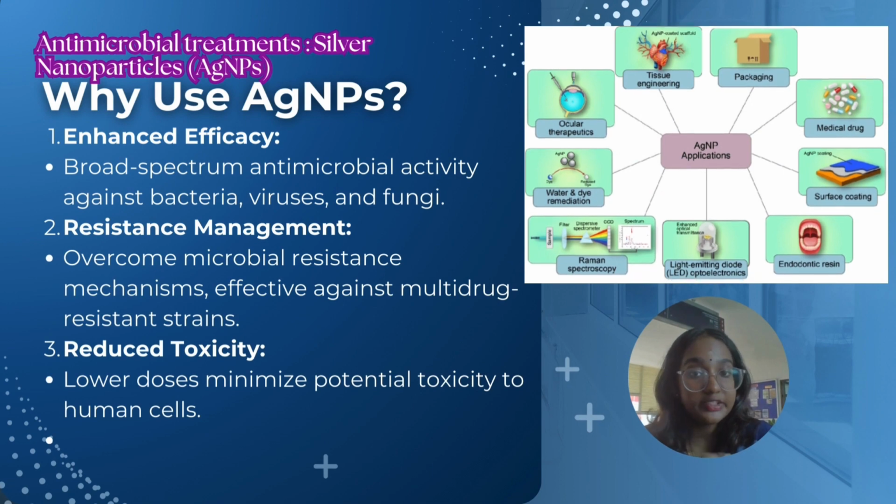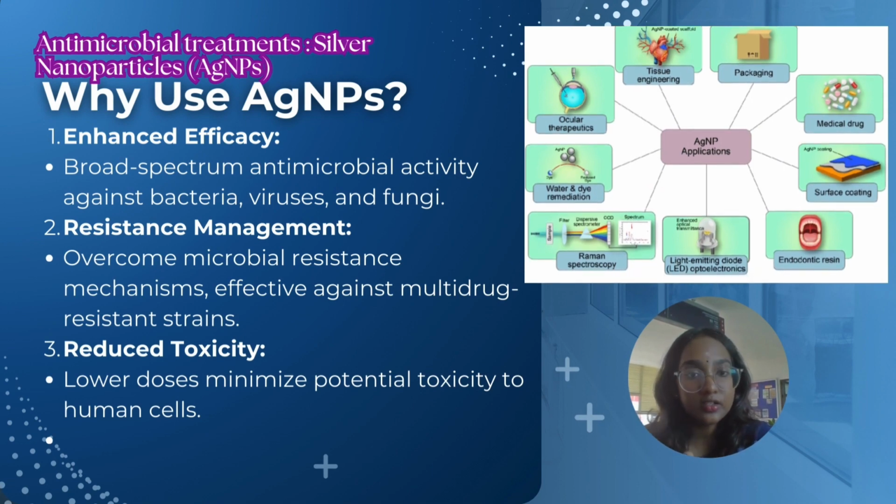Why do we have to use AgNPs in the medical industry? Well, AgNPs provide broad-spectrum antimicrobial activity against bacteria, viruses, and fungi. They can disrupt microbial cell membranes and interfere with their metabolic processes. The next one is that silver nanoparticles can overcome microbial resistance mechanisms that affect traditional antibiotics, offering a solution against multi-drug resistant strains. Last one is reduced toxicity. When properly formulated, AgNPs allow for lower doses of antimicrobial agents, minimizing potential toxicity to human cells.